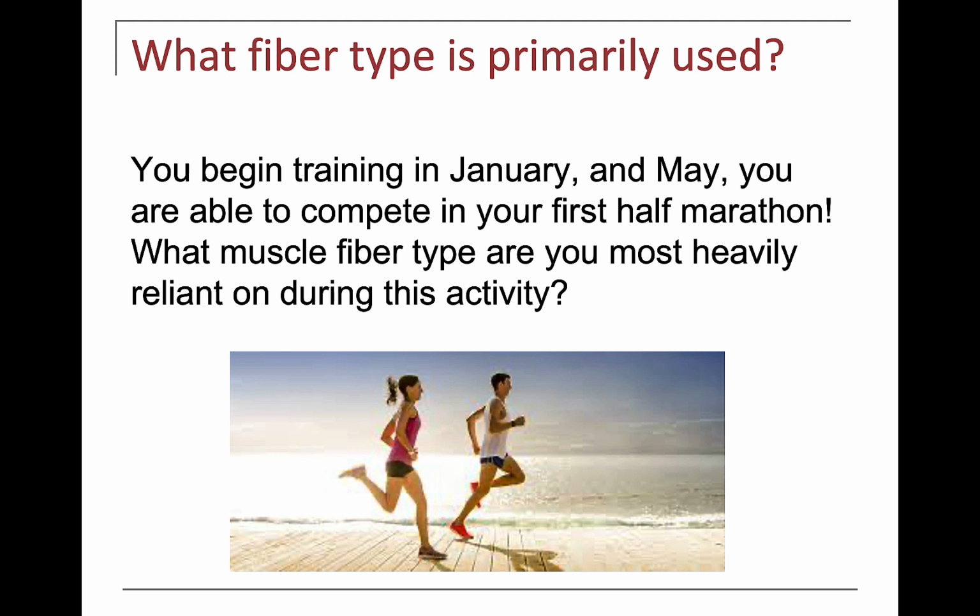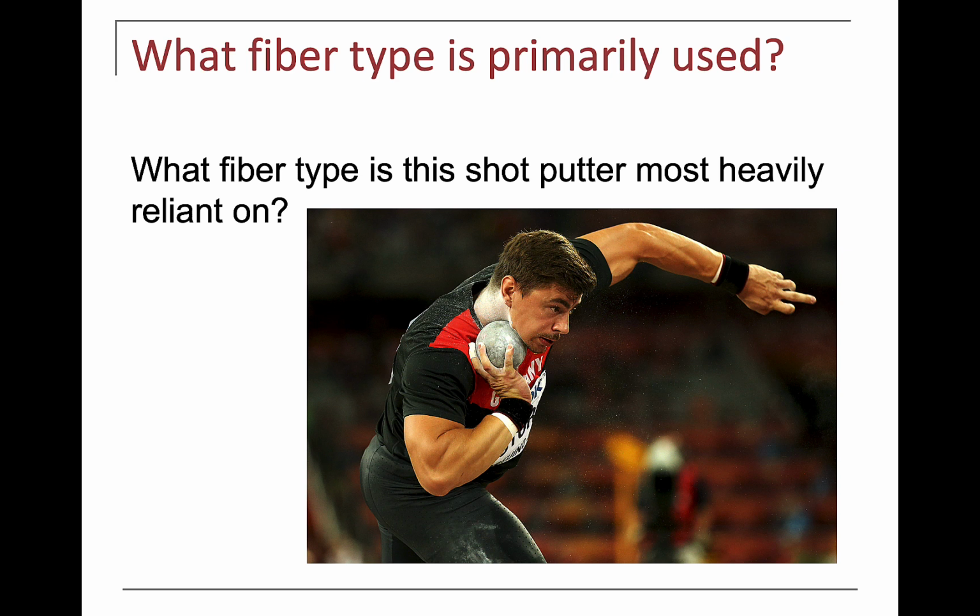So the slow oxidative to fast glycolytic are pretty genetically determined. But again, you can, through specific types of training, convert some fast oxidative glycolytic to fast glycolytic and vice versa. What fiber type is this shot putter most heavily reliant on? You can pause the video and answer that.